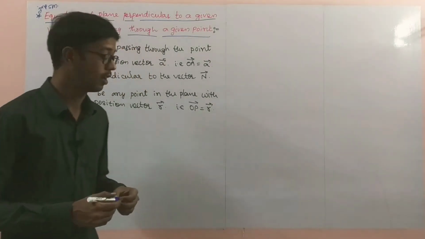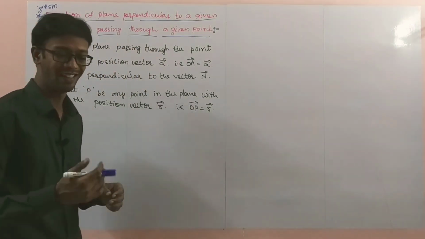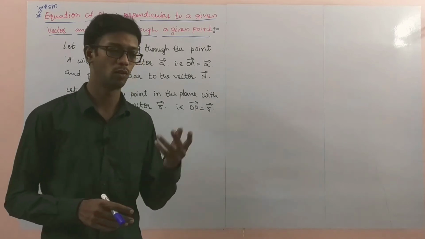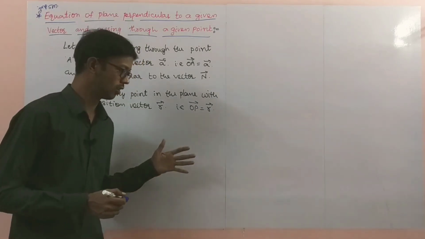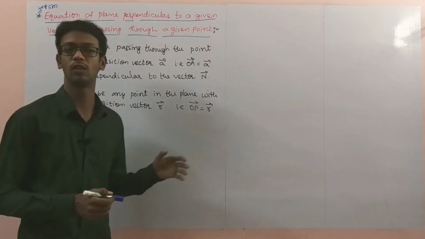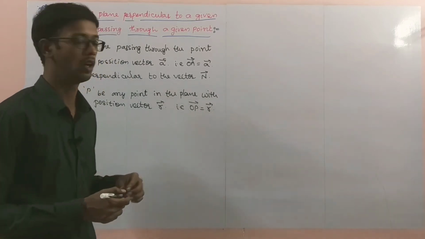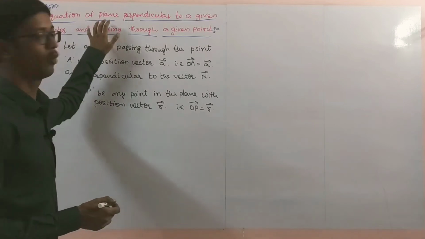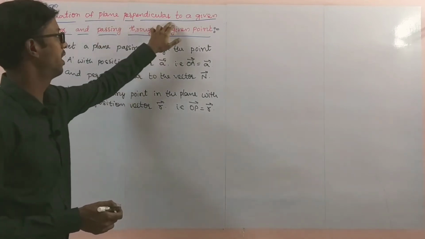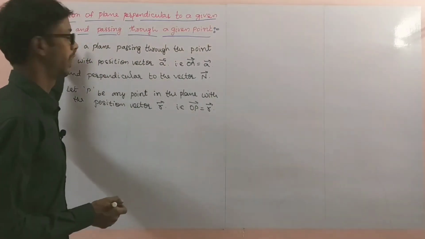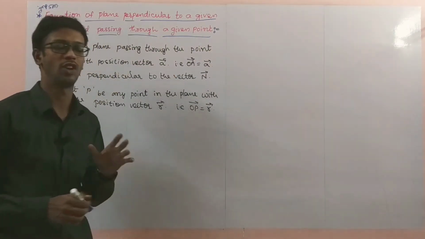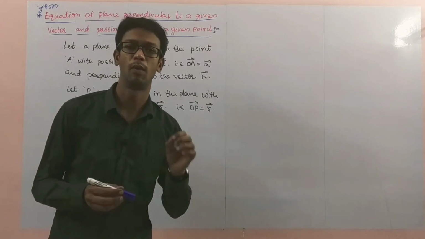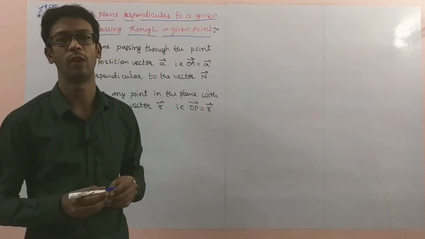Now we discuss the equation of plane. I told two equations of planes and two equations of lines, so this is the fourth equation. This is also one of the important 5 marks questions. Now you see the equation of plane perpendicular to a given vector and passing through a given point. Equation of plane passing through the point and perpendicular to the vector.